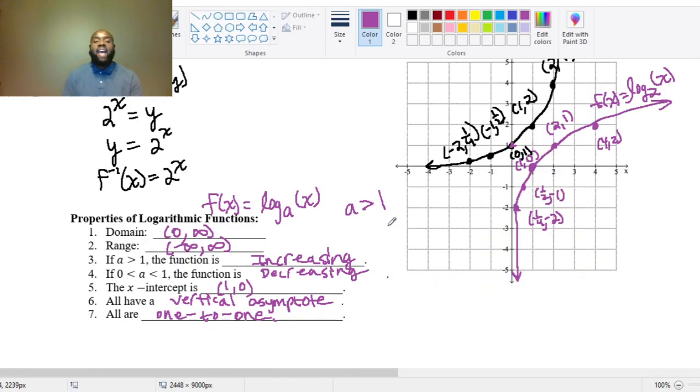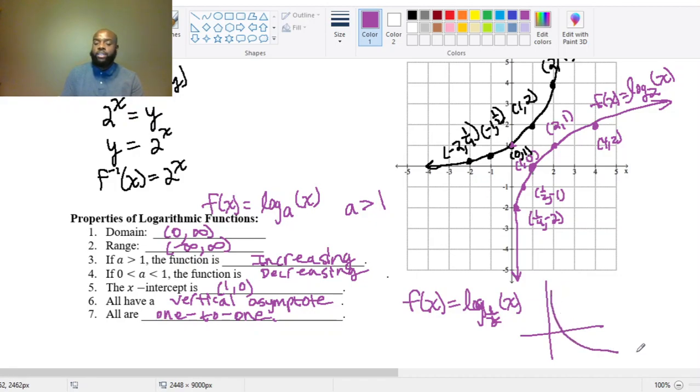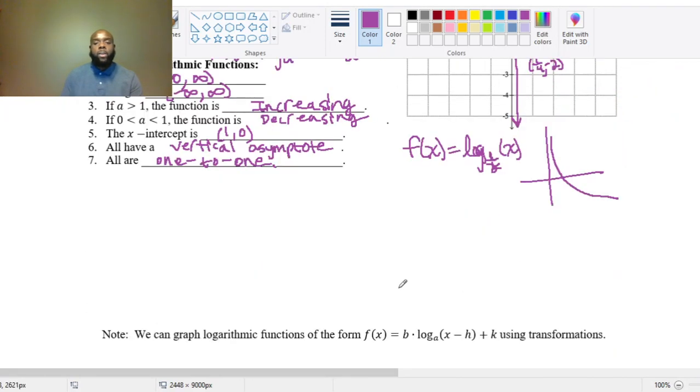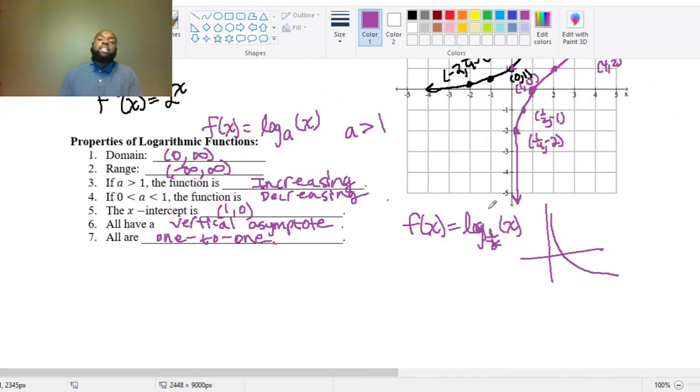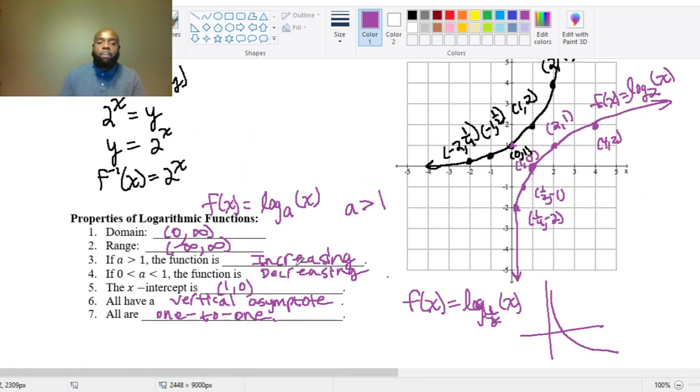If I had a logarithmic function like log at base 1/2 of x, the graph is going to look something like that, and it's going to be a decreasing function, but we're still going to have a vertical asymptote, and so on and so forth. All right. Now, these graphs with these properties are the basic graphs of logarithmic functions, and so we'll add that to our library of functions as a parent function.